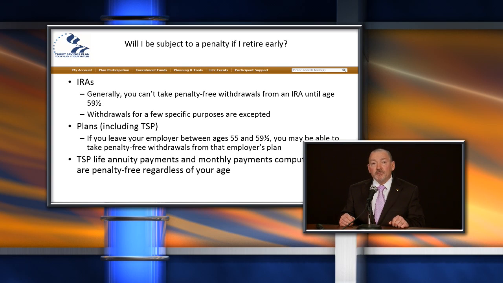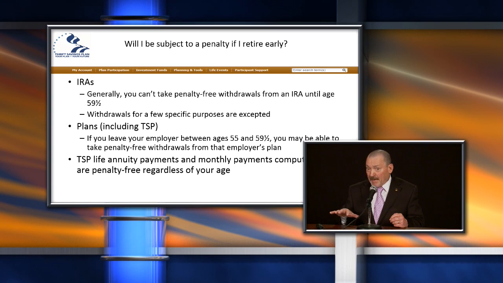The TSP life annuity we described, for example, is penalty-free regardless of the age at which you retire or start the payments. And there's also a monthly payment option that is penalty-free if, instead of specifying a dollar amount, you ask the TSP to compute your payments. We use life expectancy tables that the IRS offers, and if we compute your payments, then those payments will be penalty-free at any age.